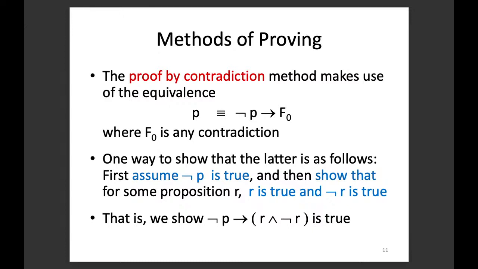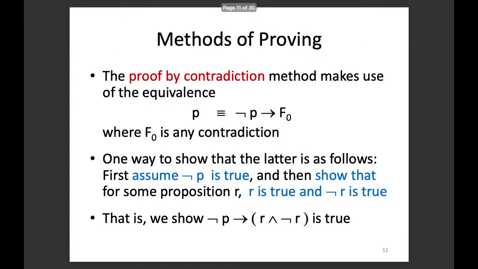So instead of showing P, we can show not P implies F. The idea is that we assume that not P is true, and then we hope to get something that is always false. Always false is a contradiction. So starting from not P, we hope that after certain logical deductions, we will get something that is always false in the end. So let's see an example.